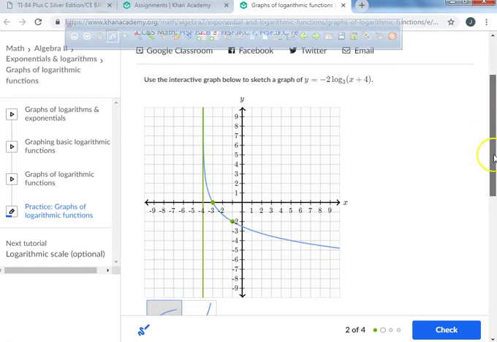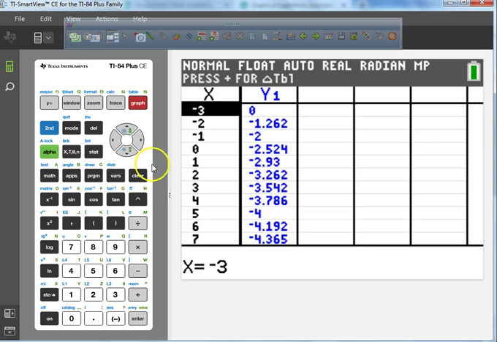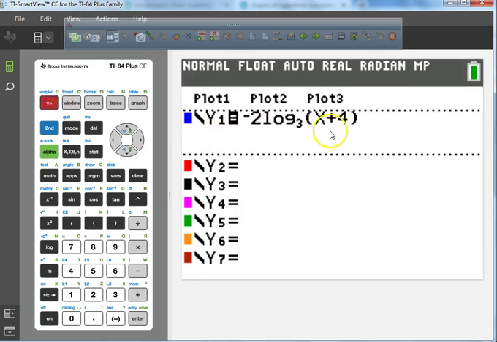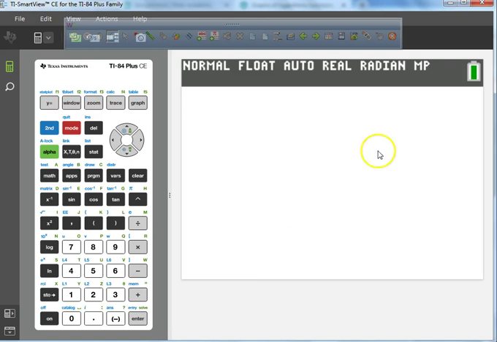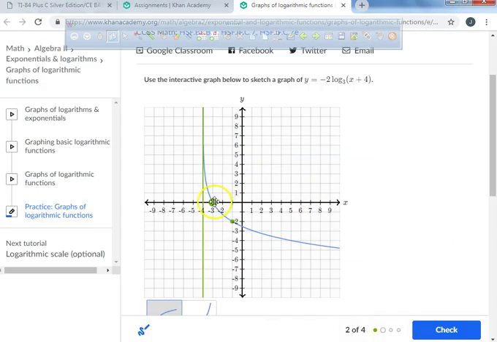That is our graph. So what was the very first thing that we had to draw in? We had to draw in our vertical asymptote. Then what did I do? I went to my graphing calculator. I typed in my function. I found my ordered pairs right here. And then I went to those ordered pairs, plotted them, and that's what I want you to do. Okay?